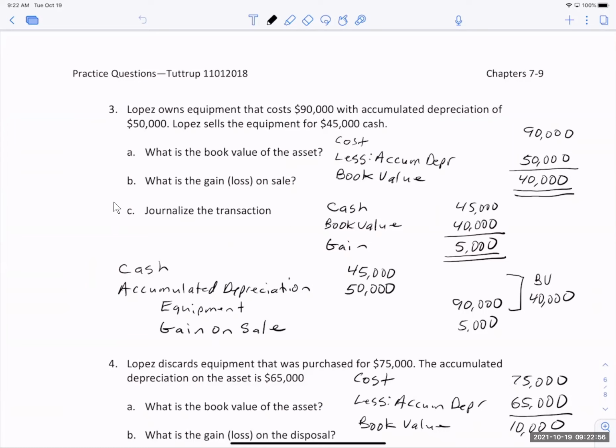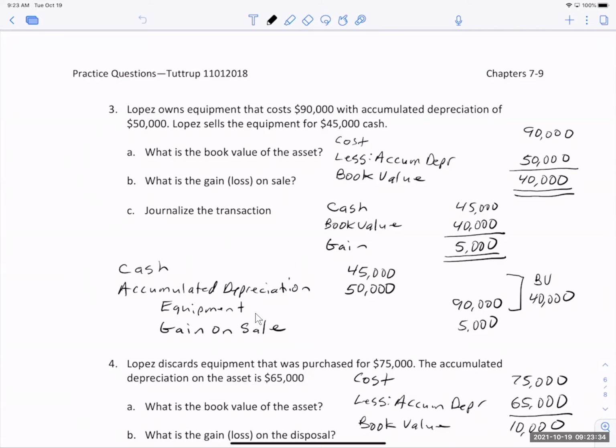All right, and the next one is journalize the transaction. Okay, let's put in what we know. We know that we're receiving cash of $45,000. Now, why did we receive that cash? Because we're selling them our equipment. So we've got to get rid of the equipment and its related accumulated depreciation. We're taking it all off the balance sheet. Why? We're selling it. We're giving it away, right?